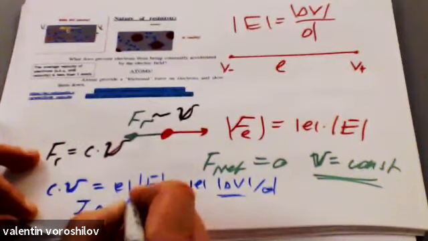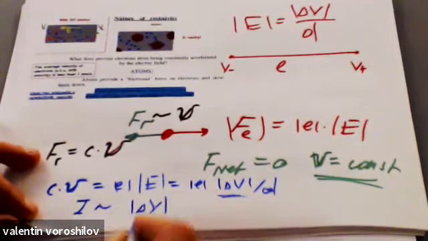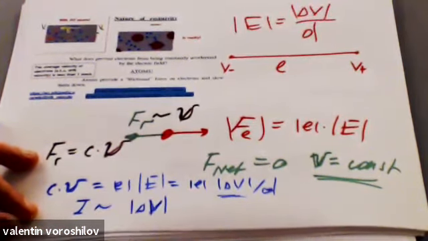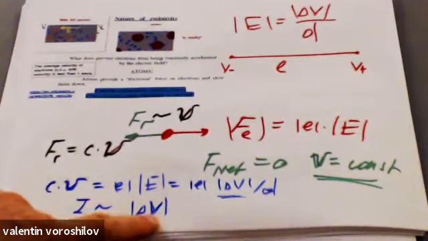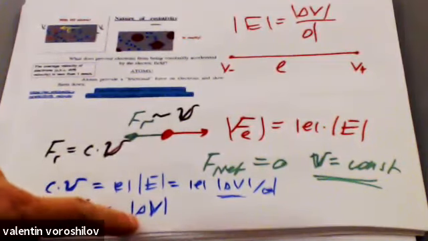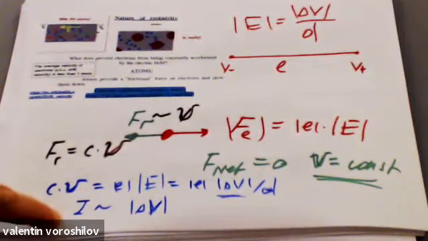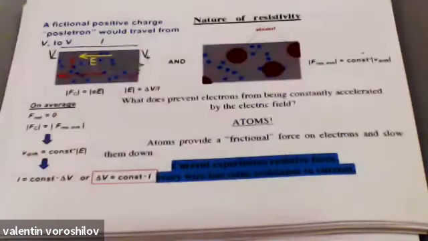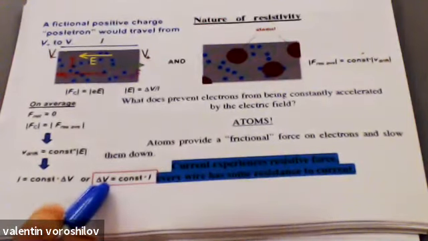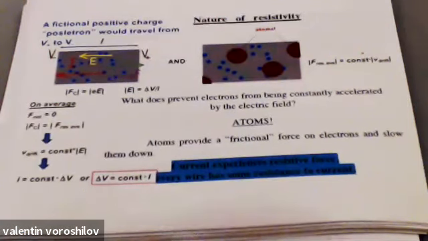So electric current should be proportional to the potential difference applied to the wire. No potential difference, no electric current. Higher potential difference, higher current. And this is the law that was experimentally derived by the physicist Ohm. So this is how we can write it mathematically.